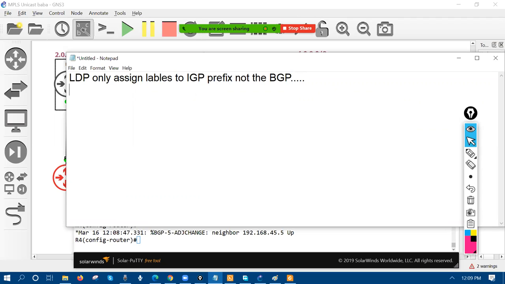Only IGP prefixes: OSPF, EIGRP, static routes, not BGP.